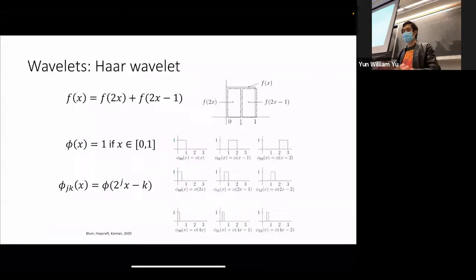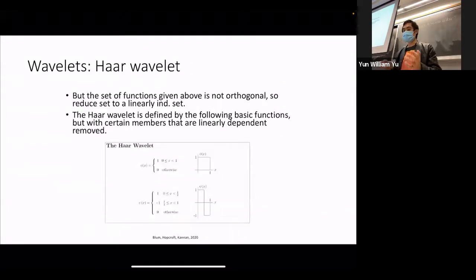There are a couple of issues with doing this though. One of them is that these aren't orthogonal. So we might want to reduce to a linearly independent set, because clearly you can construct some of these functions from other ones. And then you sometimes also want the property that the integral of these functions is 0. That just happens to make life easier.